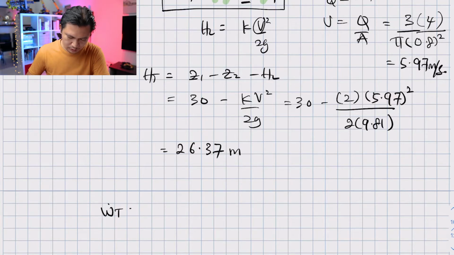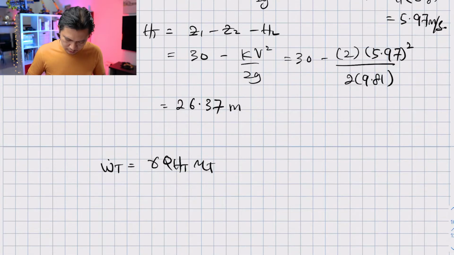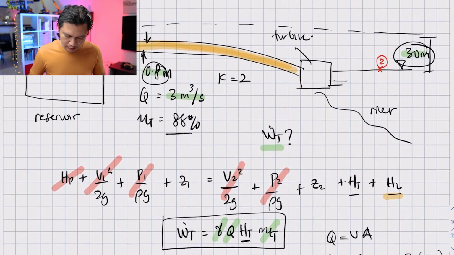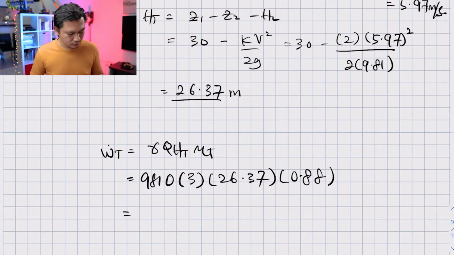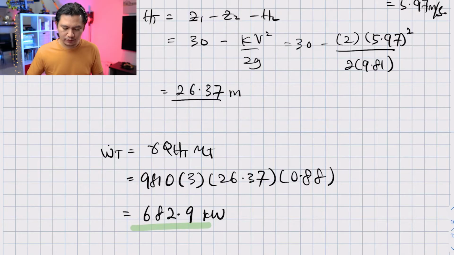W dot T is equal to gamma Q HT eta turbine. So this will be 9810, Q is 3 meter cube per second, HT is 26.37, eta is 0.88. And this is equal to 9810 times 3 times 26.37 times 0.88. This is equal to 682.9 kilowatt. And this is our answer for this question.